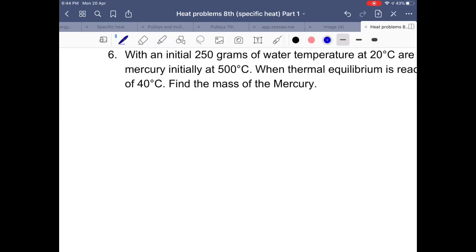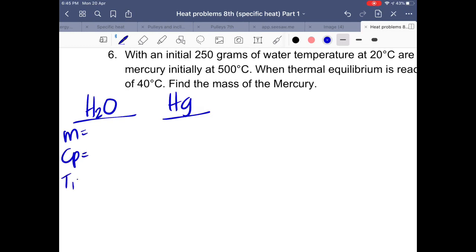Okay, so in this case, we have water and mercury, which is Hg. You have mass, specific heat, temperature 1 and temperature 2. Again, this is when the metal comes into the cup and changes the temperature of the whole system.